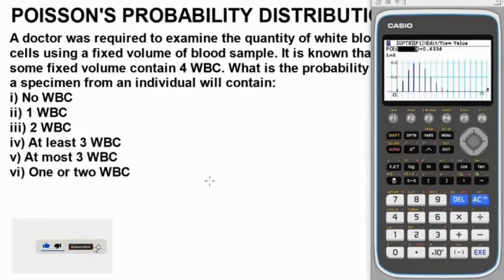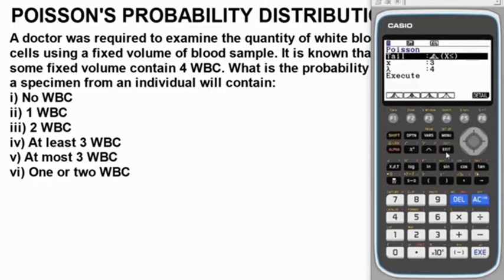Now to get the result for the last portion, we have to find the probability that a specimen from an individual contains 1 or 2 white blood cells. Very simple, guys. This is simple mathematics. In probability, when we talk about or, the word or signifies addition. So all you have to do is add the probability that a specimen contains 1 white blood cell with that of 2 white blood cells. It's as simple as that, guys.